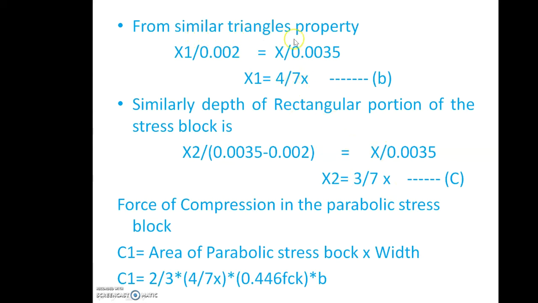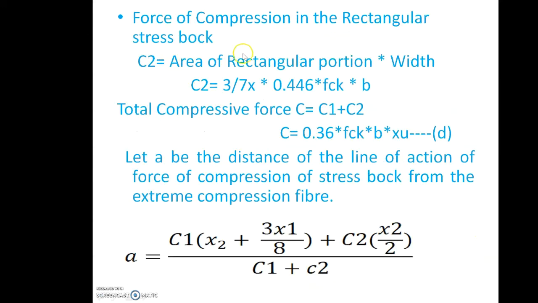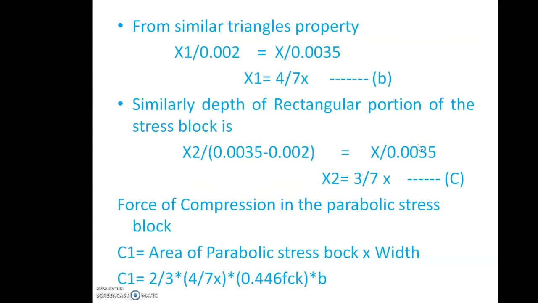By using similar triangles property, then C1 is equal to area of the parabolic stress block into width. So C1 is equal to 2 by 3 into 4 by 7 x into 0.446 fck into b, that is width. Force of compression in the rectangular stress block, that is C2 is equal to area of rectangular portion into width. C2 is equal to 3 by 7 into x into 0.446 fck b. Then total compressive force C is equal to C1 plus C2. By adding C1 and C2, we will get C is equal to 0.36 fck b xu.